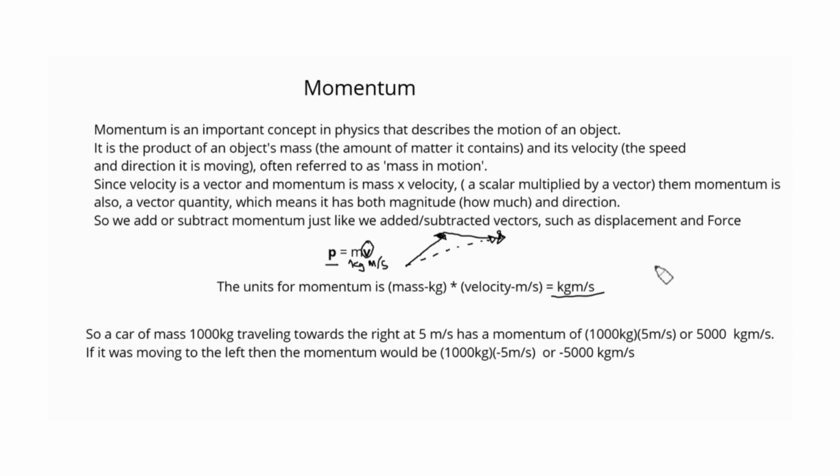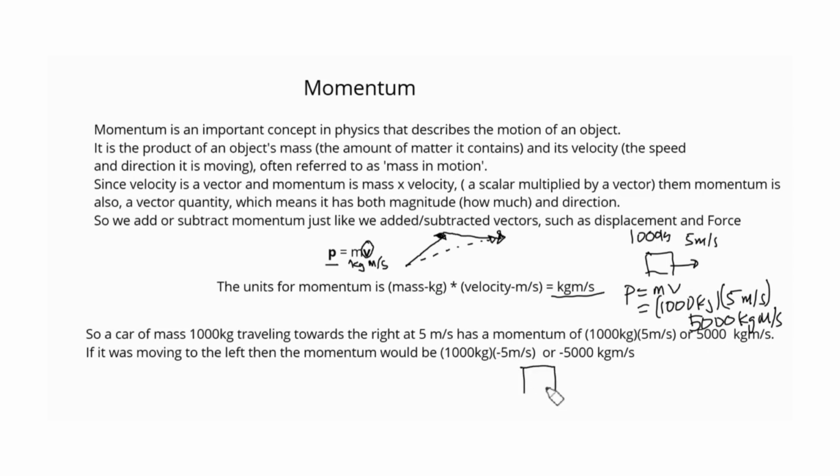So let's assume we have a car that's moving to the right at a velocity of 5 meters per second. It has a mass of 1,000 kg. So the momentum, which is mass times velocity, would simply be 1,000 kg times 5 meters per second, which gives me 5,000 kg·m/s. And so that would state that this car has a momentum of 5,000 kg·m/s.